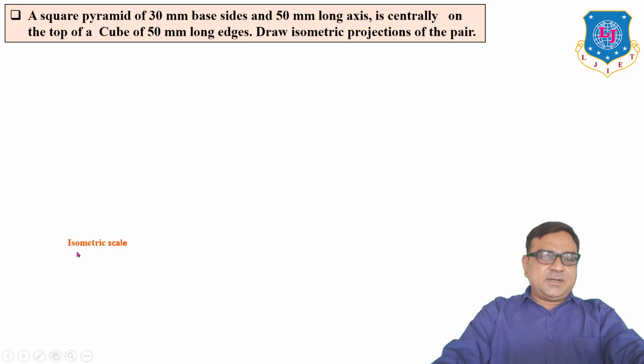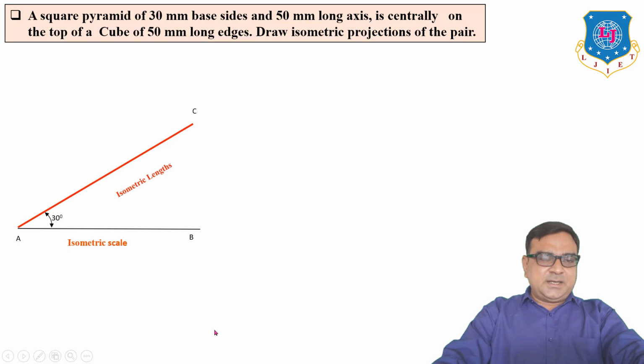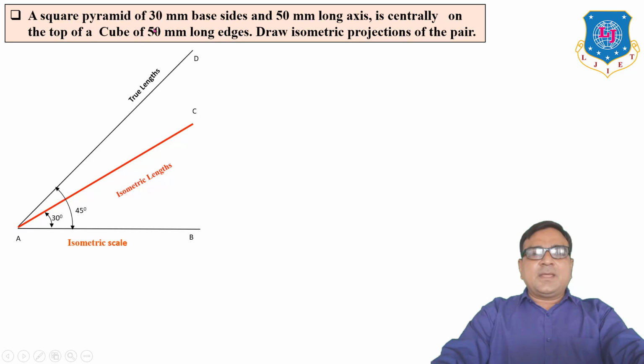For that we have to first draw an isometric scale: a horizontal line, a line inclined at 30 degrees which is known as isometric length, and one line inclined at 45 degrees which is true length. Here we have 2 dimensions, 30 mm and 50 mm. So we have to convert 30 mm into isometric length as well as 50 mm.